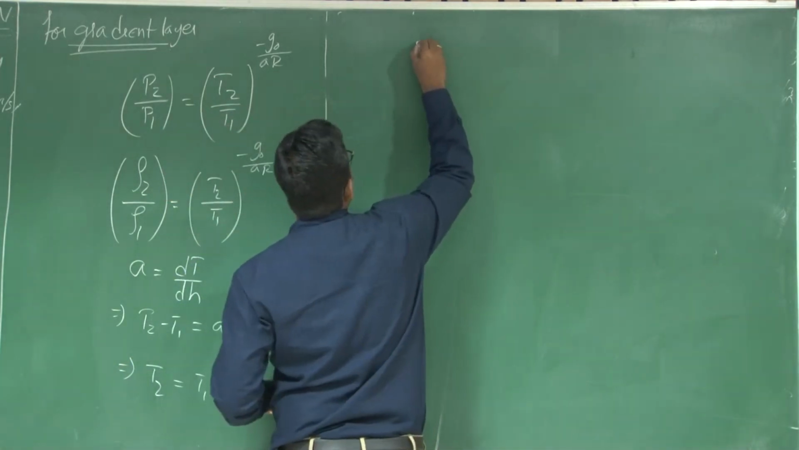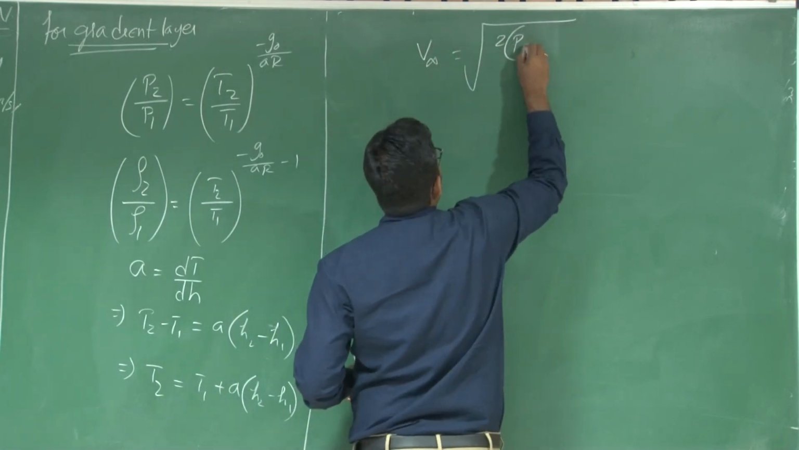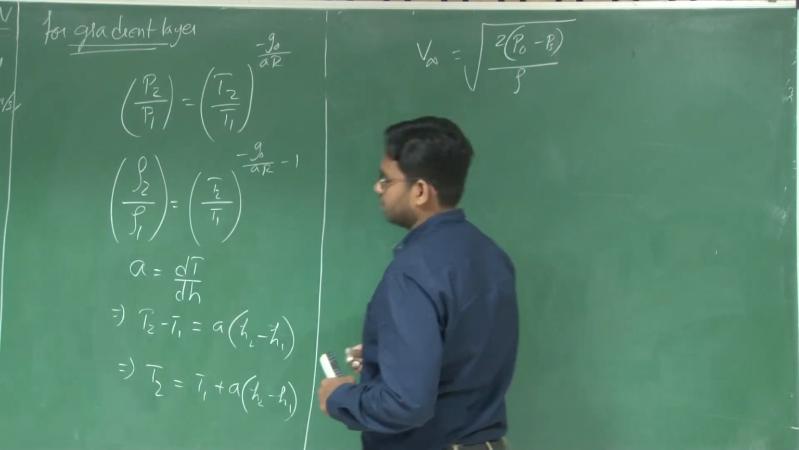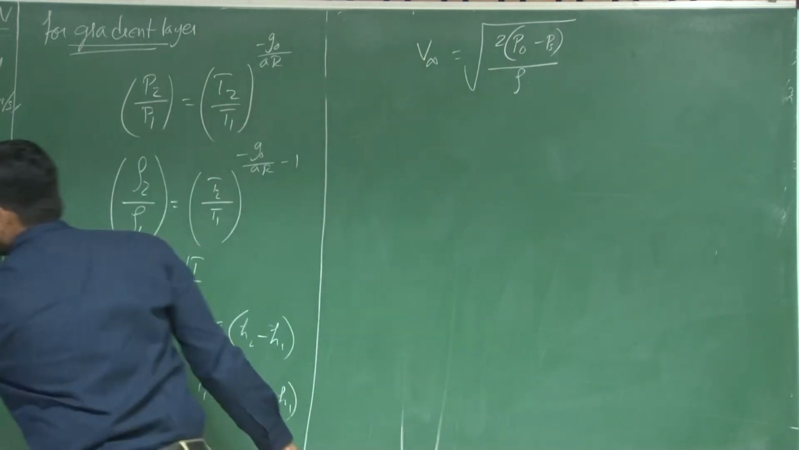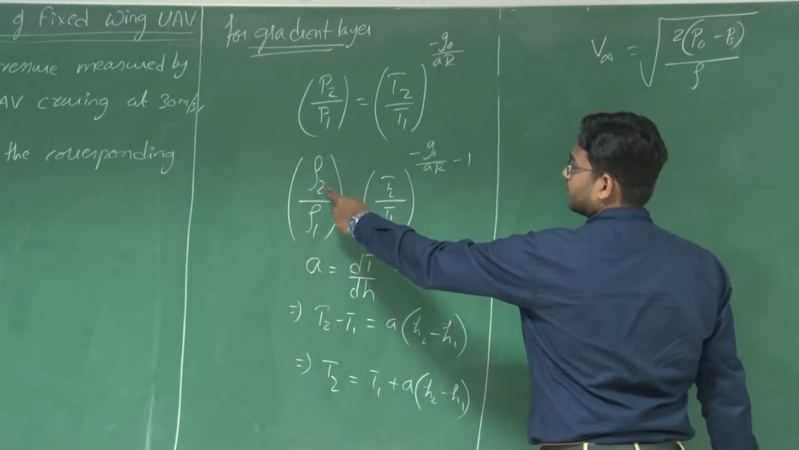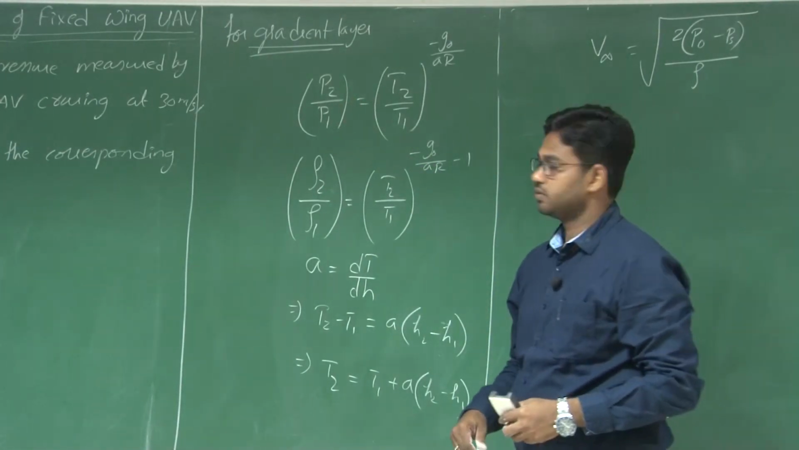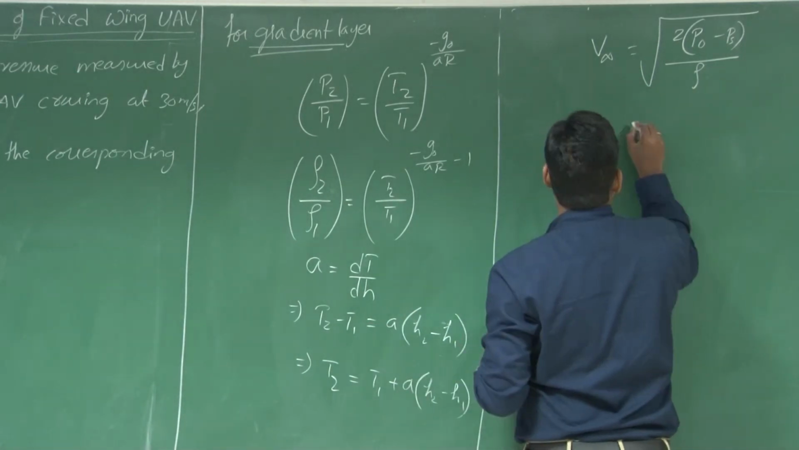Now we have V infinity equals square root of 2 times (P naught minus Ps) by rho, right? And say if I want to find out H, either I need to know the density at that altitude or the static pressure at that altitude. So let us see what we can find from this given data.